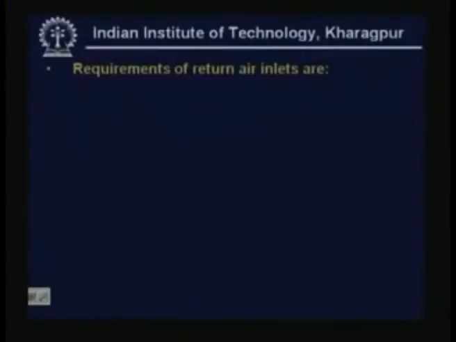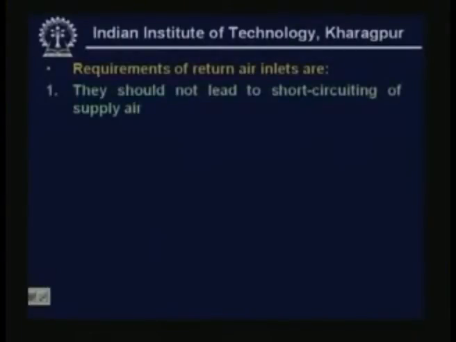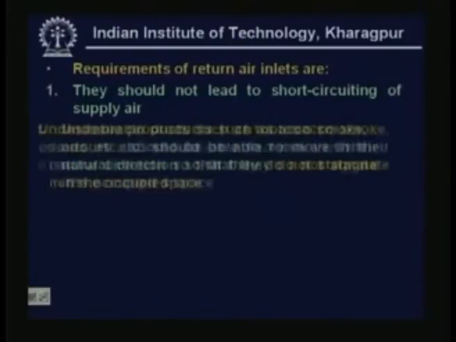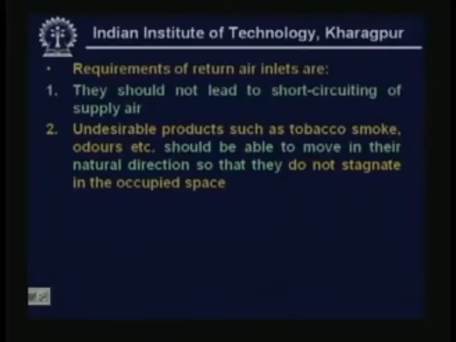Now there are certain requirements of return air inlets. They should not lead to short circuiting of supply air. That means the cold air, without mixing with the room air, should not simply go back to the return air passage. So short circuiting should be avoided. And undesirable products such as tobacco smoke, odors, etc. should be able to move in their natural direction so that they do not stagnate in the occupied space. This is very important, and this actually decides where you locate return air inlets.